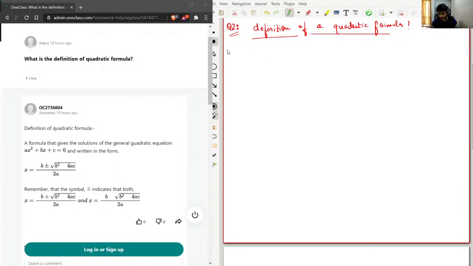Let's say we have a quadratic equation, and that equation will be ax square plus bx plus c equal to 0. To calculate the roots of this equation, we have a direct formula, that is x equal to minus b plus minus square root of b square minus 4ac over 2a. So this is the formula.